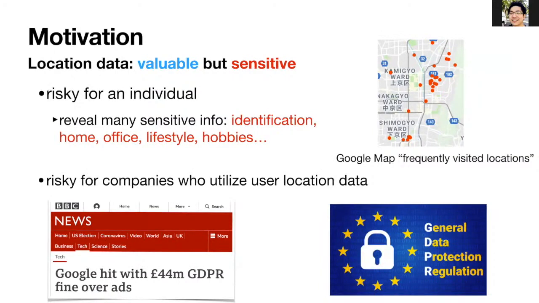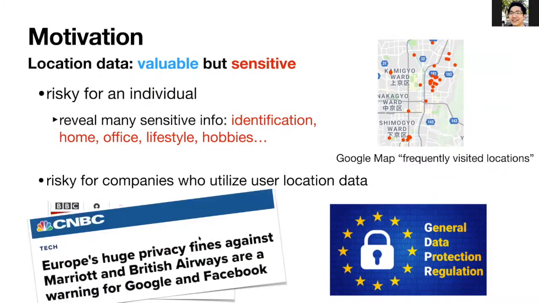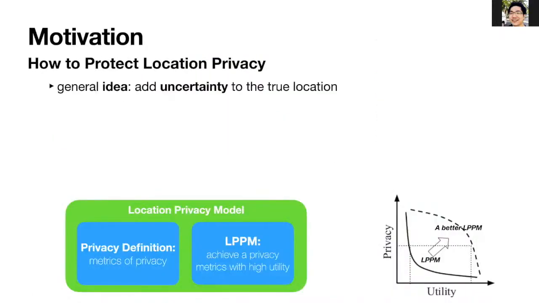However, it is not easy to share location data because location data collected from the real world reveals many sensitive information like people's identification, home, office, lifestyle, hobbies. As you've seen in the red figure, from this figure we can see this guy probably lives around Kyoto University, and in fact this is me. So it is really risky for companies also, because a company that utilizes such sensitive data needs to care about GDPR, which has fined a lot for big companies like Google and Facebook.